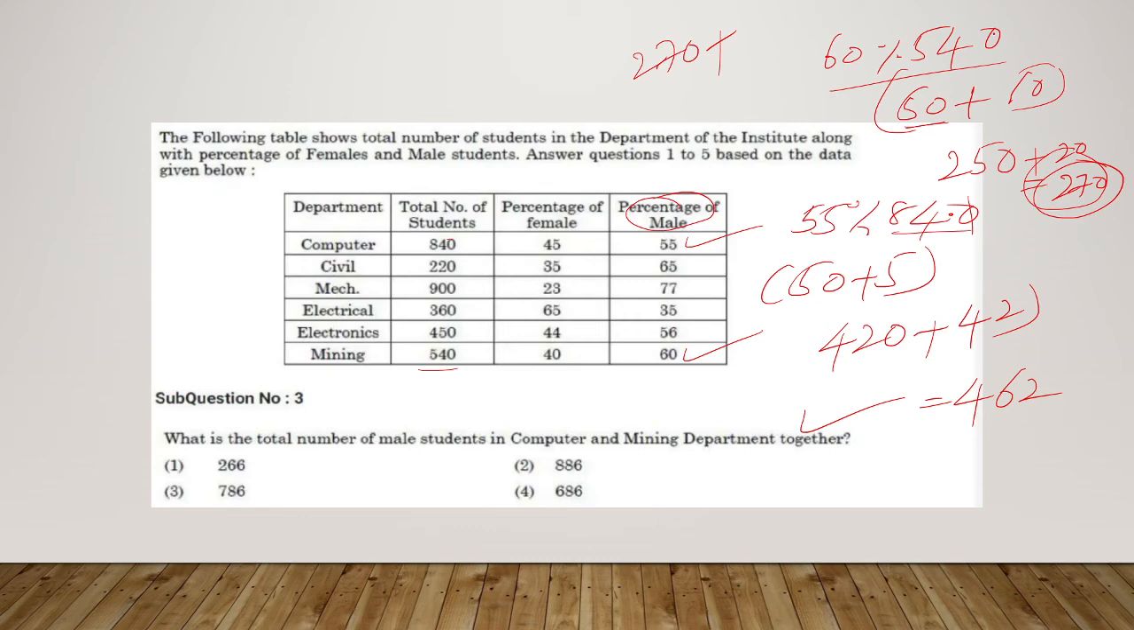What is the 10% of 540? We have to remove the last digit 0. That is 54. Okay, 270 plus 54 is how much? 324. This is the total. 462 plus 324, 786. Yes, 786 is the right answer. We did a mistake somewhere, yes, here 324, not 224. That's why answer is 786.